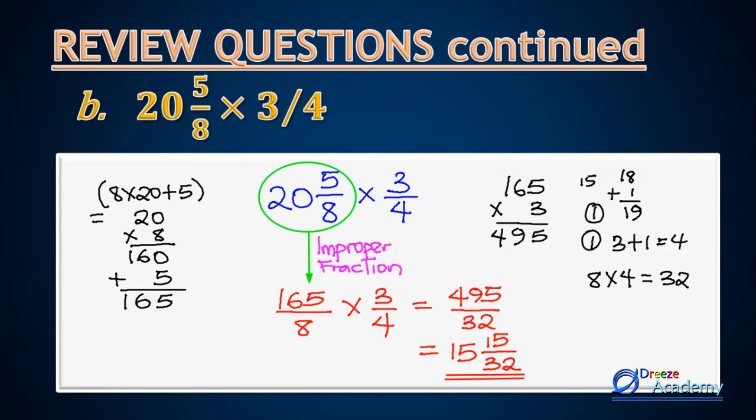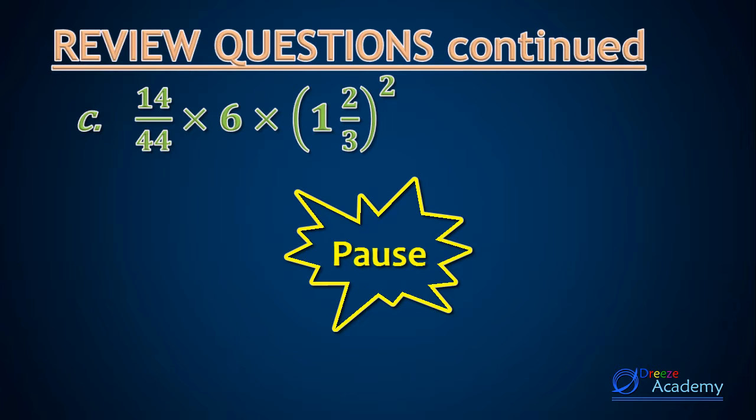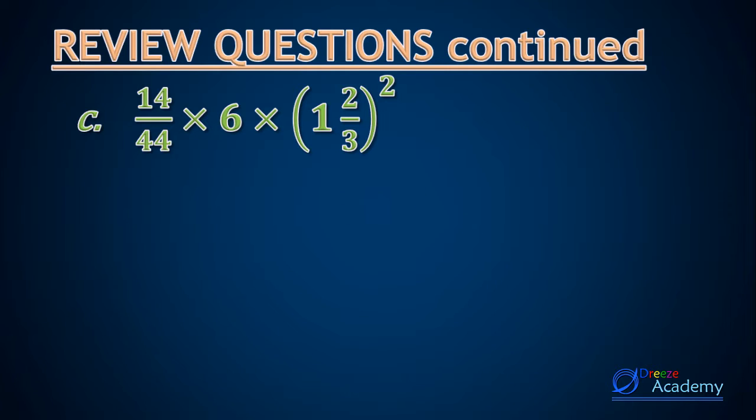Okay, can we check out something even more complicated? Say, C, 14 over 44 times 6 times, open bracket, 1 whole number 2 over 3, close bracket, all raised to power 2. Can you attempt this? Why don't you hit the pause button and try it out before proceeding?